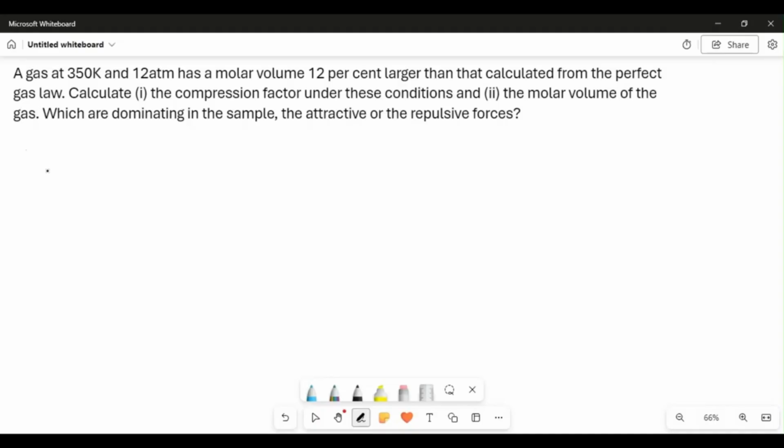Salam and welcome. So this is the second part of the compression factor molar volume question. If you've not watched the first one, it's already on my channel, so please try and watch that one.